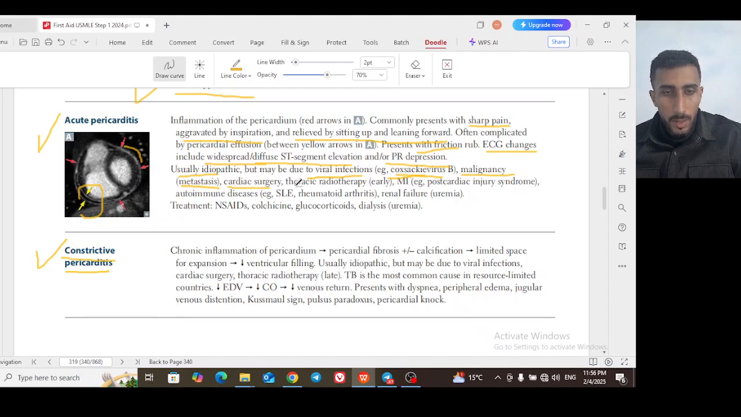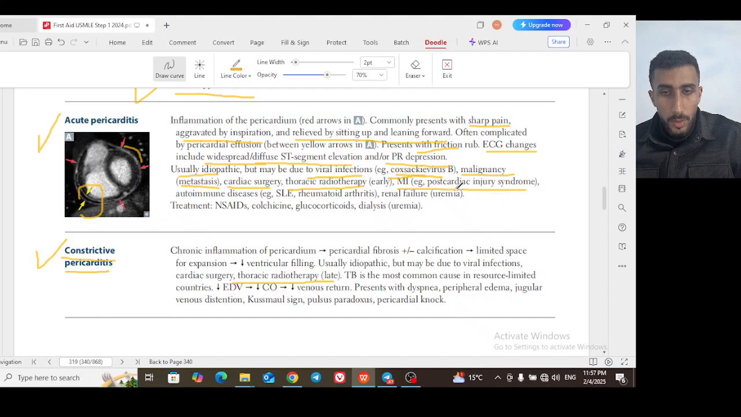Cardiac surgery: a patient coming to the CCU after cardiac surgery may have acute pericarditis. And radiotherapy. Radiotherapy is subdivided into the early phase and the long term. The early phase of radiotherapy may cause acute pericarditis, but in the long term, thoracic radiotherapy may lead to fibrosis, and in the long term, the formation of constrictive pericarditis.